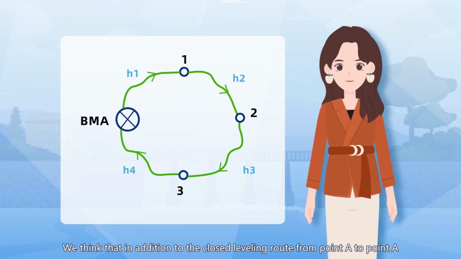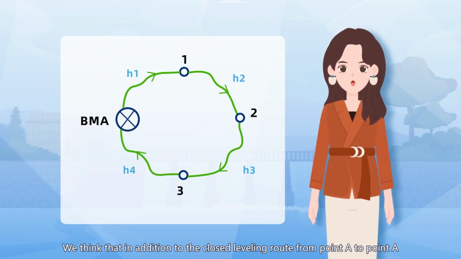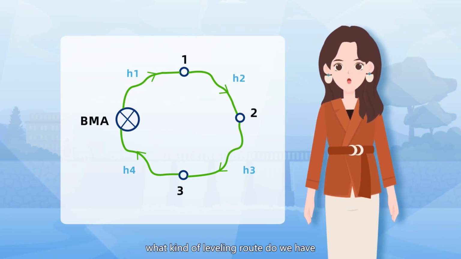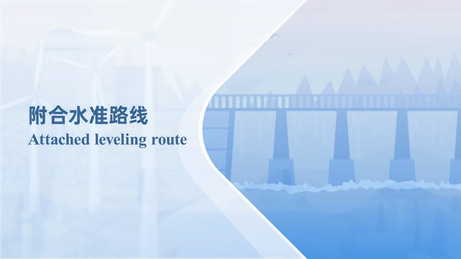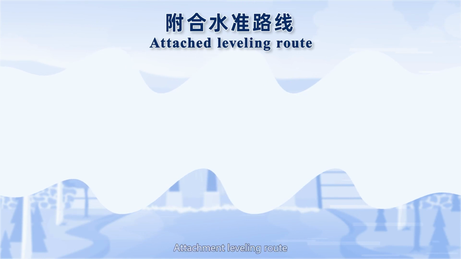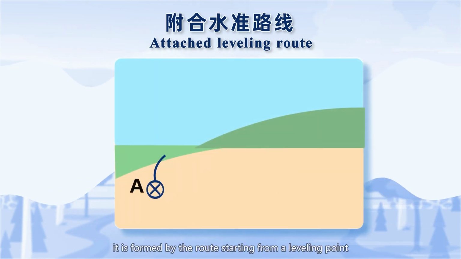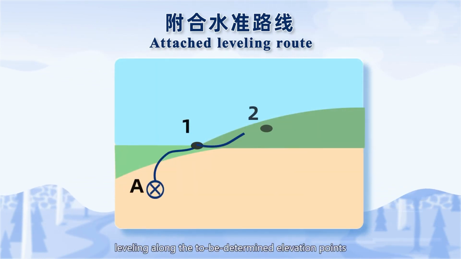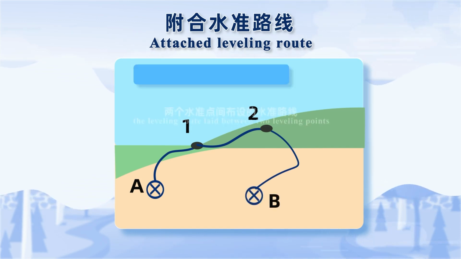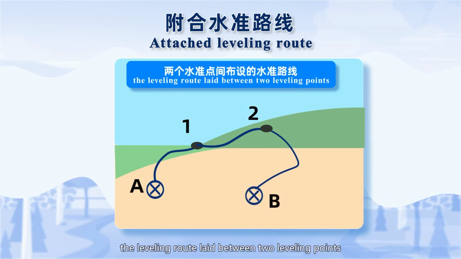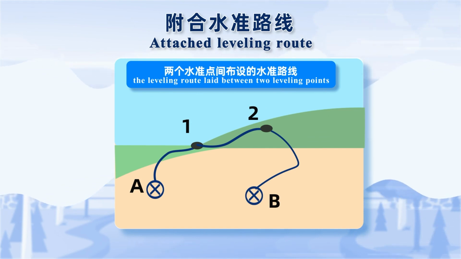Besides the closed leveling route from point A to point A, what other kind of leveling route do we have? Yes, the attached leveling route. The attached leveling route is formed by a route starting from a leveling point, leveling along the to-be-determined elevation points, and finally attaching to another leveling point. That is, the leveling route laid between two leveling points.